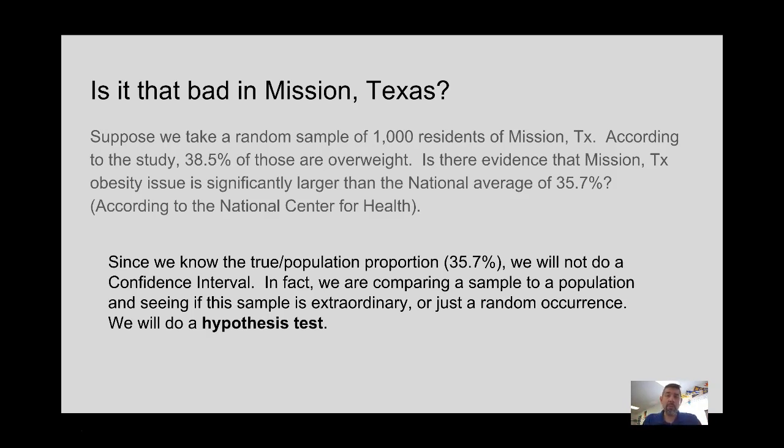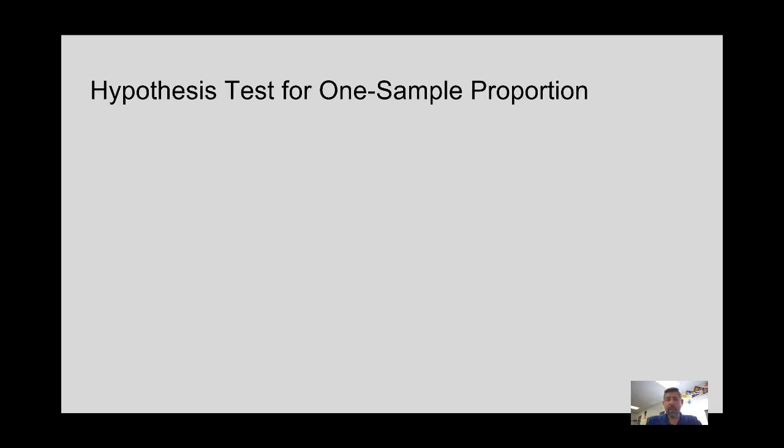So what we're going to do is what's called a hypothesis test. And our real goal here is to determine whether or not our sample proportion is strange. Is it strange if in fact the obesity overweight percentage was the same as the national average? Would this sample not occur very often? That's what we're looking for. We're looking for that probability. So here's how we do a one sample proportion hypothesis test.